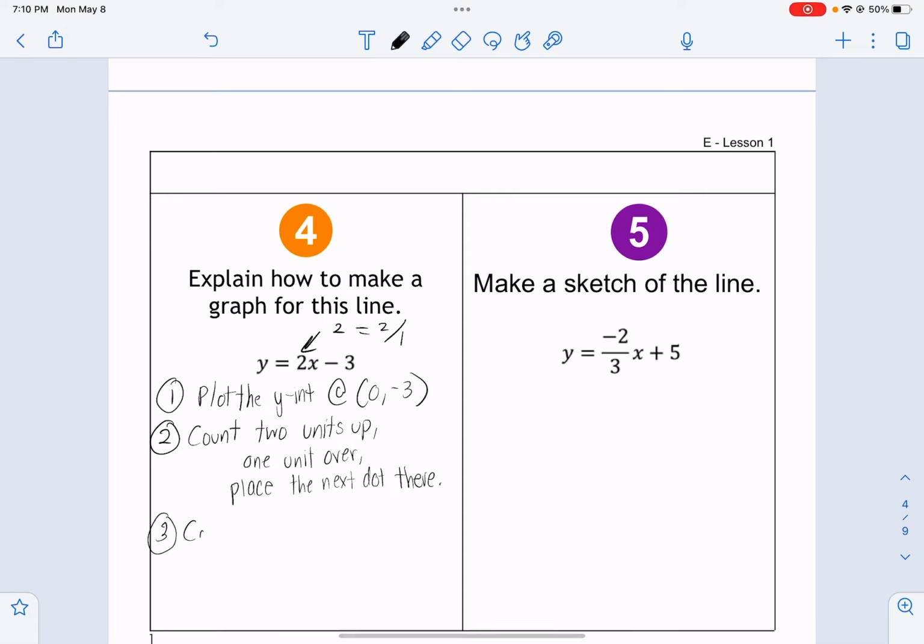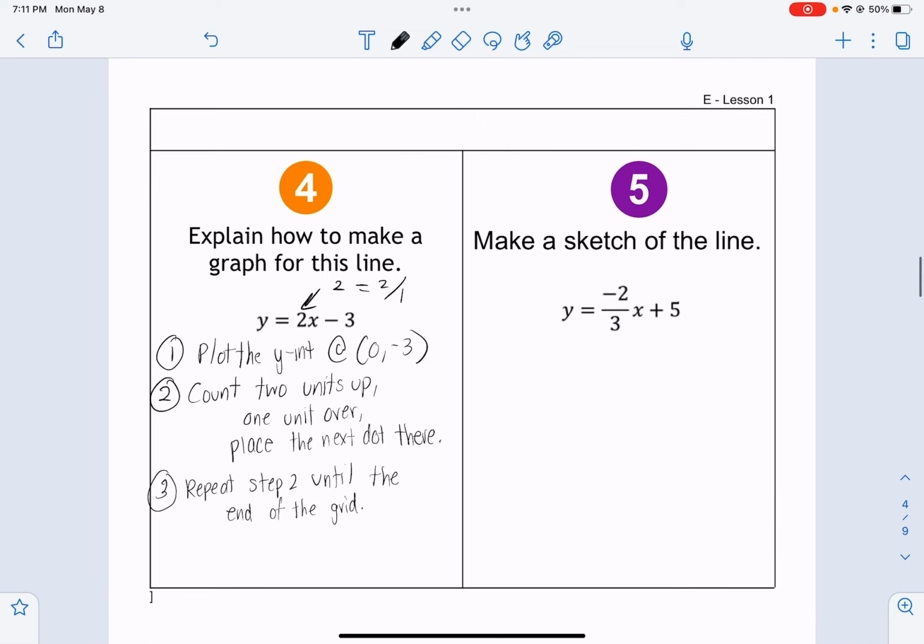We're just going to repeat step 2 until you reach the end of your grid. Then we're just going to keep filling in points. We want to cover as much of the grid as possible, so we're going to keep going until we can't go anymore. Of course, that's only one side of our y-intercept. We ideally want to have both sides of our graph covered, so we're also going to work backwards on the left side to extend the line.